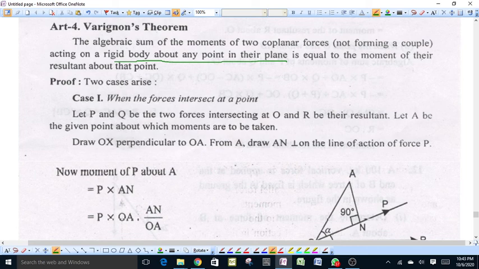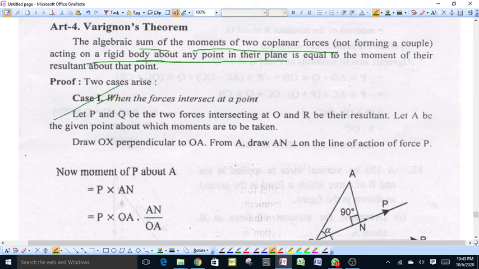We take two cases. In the first case, when the forces are intersecting, and in the second case, when the forces are parallel. According to Weygand's theorem, the algebraic sum of moments of two coplanar forces not forming a couple acting on a rigid body about any point in their plane is equal to the moment of their resultant about the point.